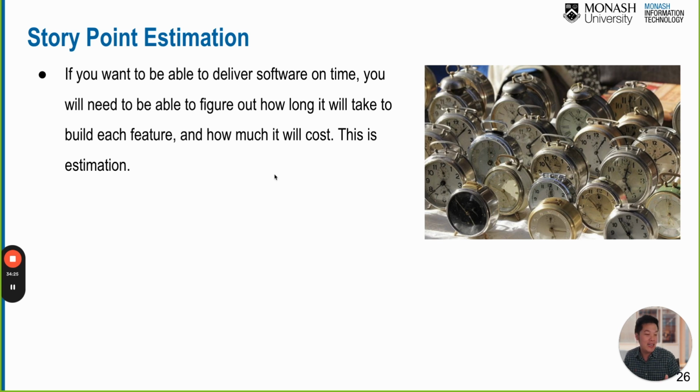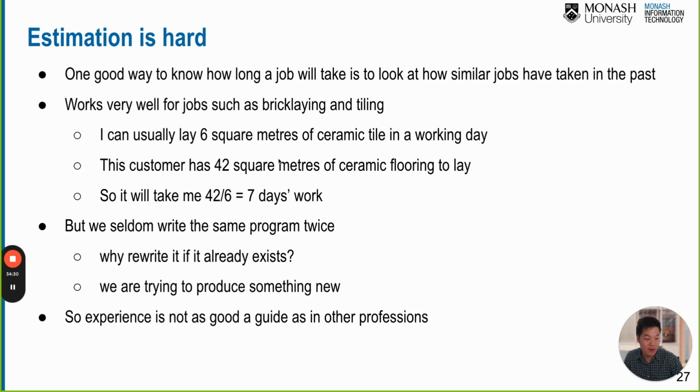But to accurately estimate the story point is not easy at all, and there are different frameworks to do it. Estimation is really hard. One good way to know how long a job will take is to look at how similar jobs have taken in the past. Let's say in a previous project, we developed this login feature. It took about a week. In the new project, we use the historical data or past experience to estimate. Probably the login feature for the new product may take one week as well. And this kind of past experience will work well.